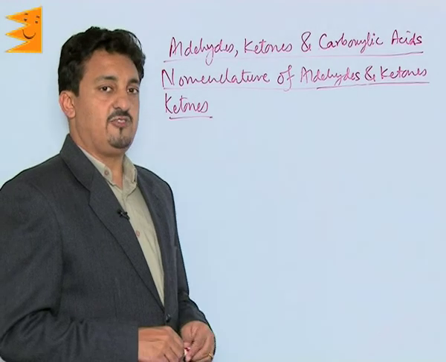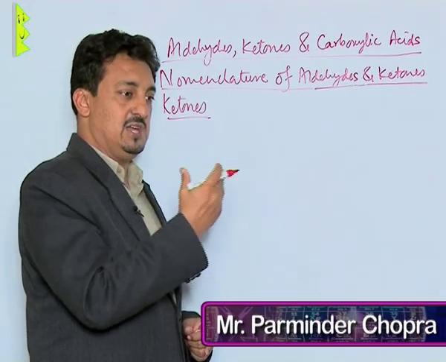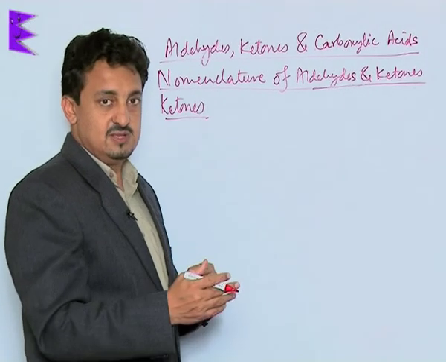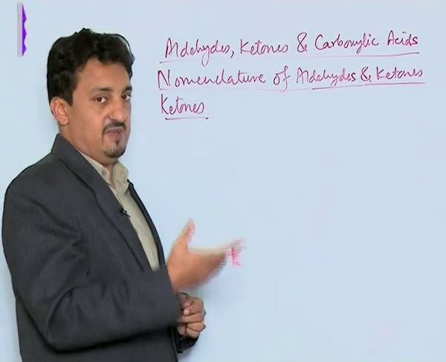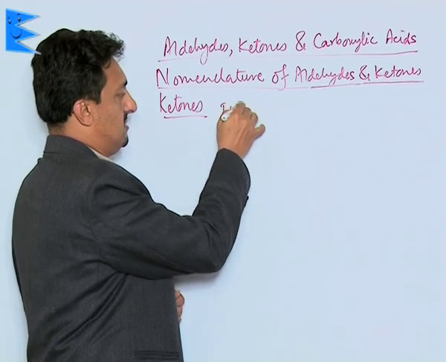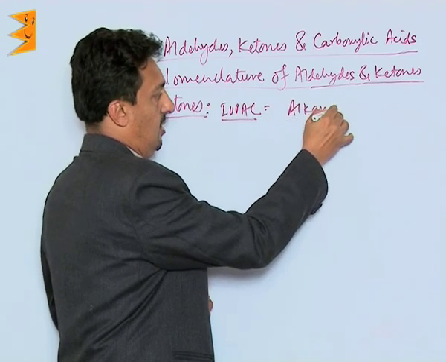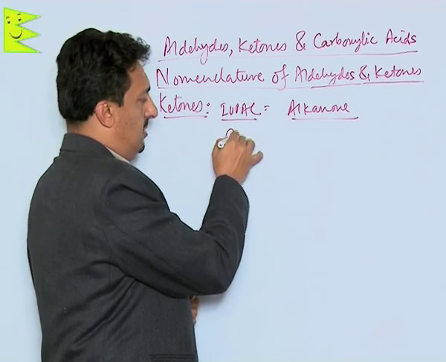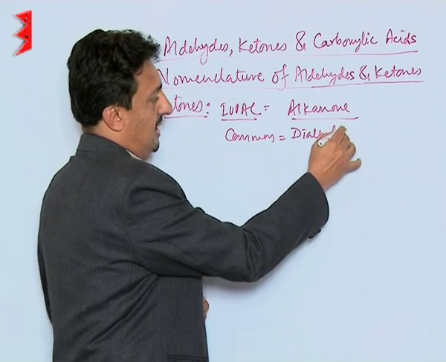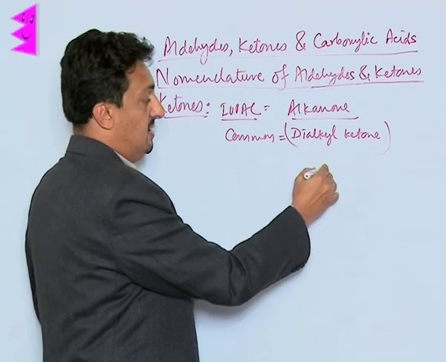Let us see now the nomenclature of ketones. Ketones and aldehydes basically differ because the ketone is always present in between the chain, inside the chain, never at the terminals, at the ends, whereas the aldehyde group is always present at the end. So that is why in IUPAC nomenclature we call them alkanone, and in common nomenclature we call them dialkyl ketone, very similar to the system we used while naming the ethers.